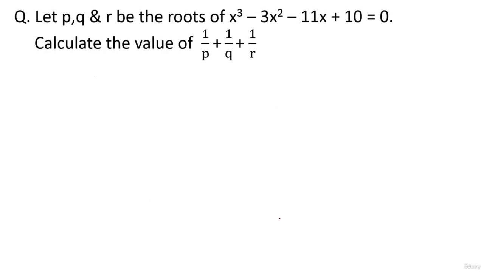Let p, q, and r be the roots of x cube minus 3x square minus 11x plus 10 equals 0. Calculate the value of 1 upon p plus 1 upon q plus 1 upon r. Now we need to first simplify 1 upon p plus 1 upon q plus 1 upon r. For that, we take the LCM. Denominators are p, q, and r. So we multiply all these three terms, numerator and denominator, by p, q, and r.